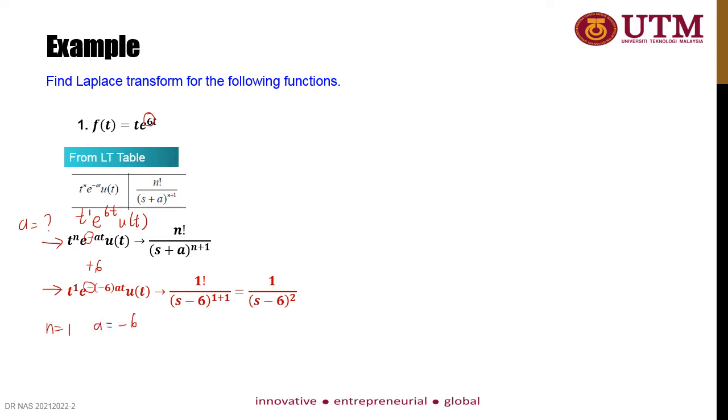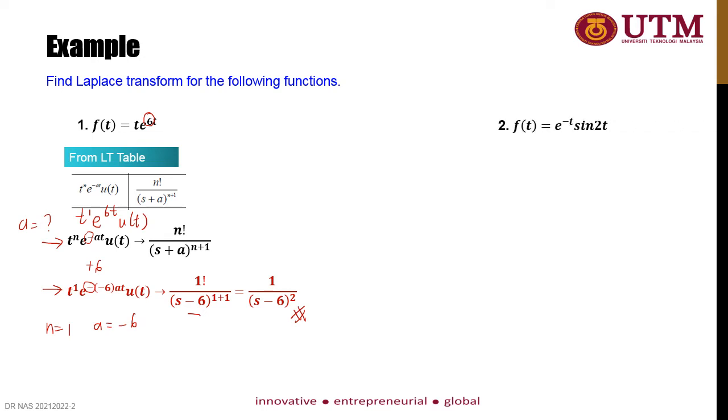Then you can replace all parameters inside the equation. So your F(s) in this case equals n factorial, so this is 1 factorial divided by (s plus a) to the power of n plus 1, where a is negative 6. So this is your answer.